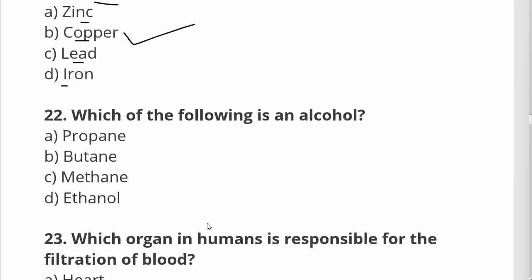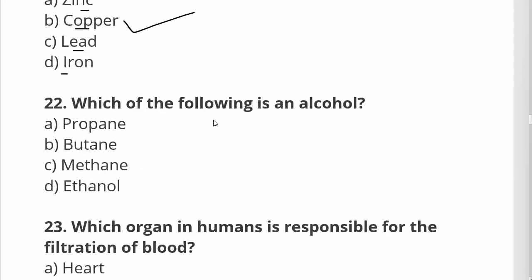Now, the next question is, which of the following is an alcohol? Option A. Propane, option B. Butane, option C. Methane, option D. Ethanol. The right answer is option D. Ethanol.